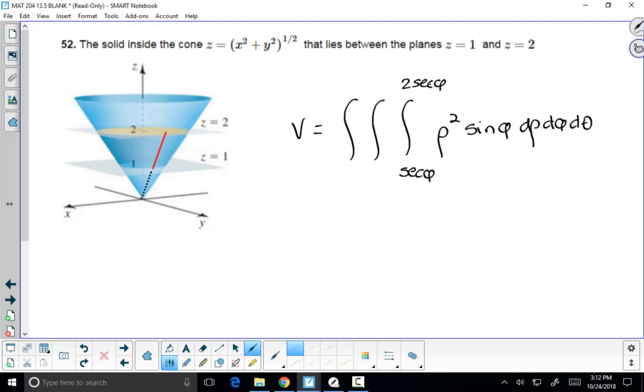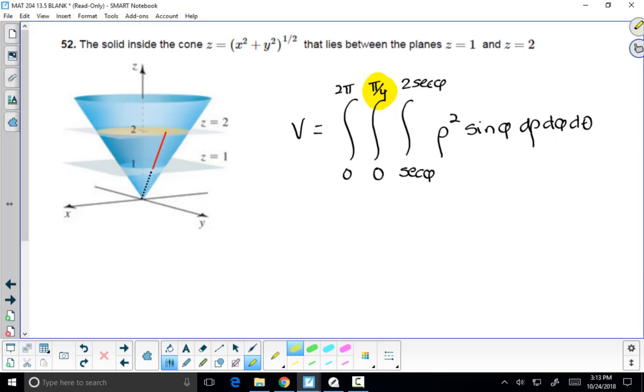And then phi is going to go from 0 to whatever that angle is. What do we think the angle is for that cone? Pi over 4. I'll show you why in just a second. Theta, obviously, goes 0 to 2 pi, because we have a full cone. This is super important to get, how we got that, because it's not always going to be pi over 4.